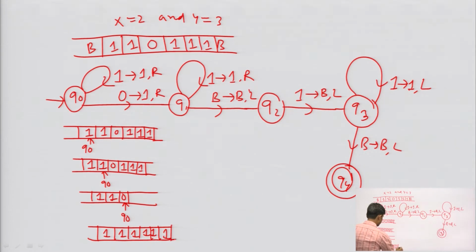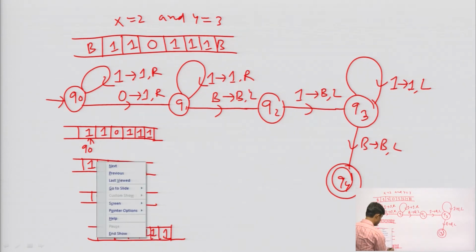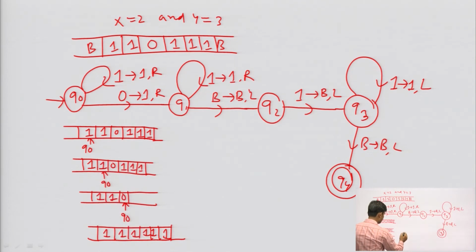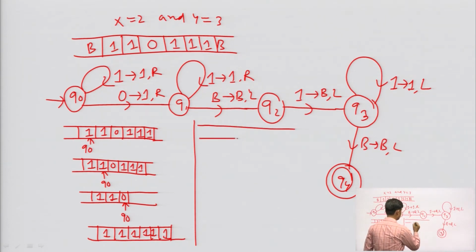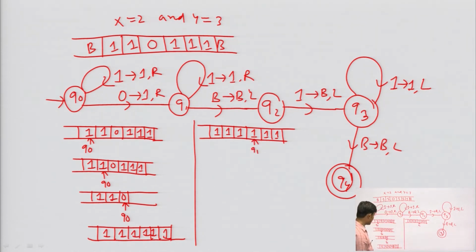Now both sides will be blank. So now you are in Q1. In Q1 you move right. Let this be Q1. Your tape is 1 1 1 1 1 1. So you are in Q1, and Q1 points to this one.